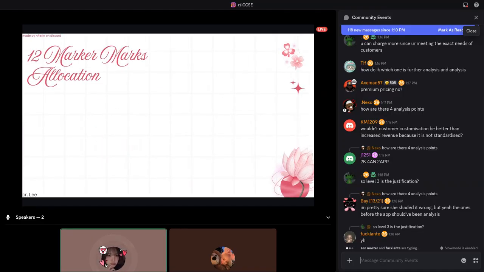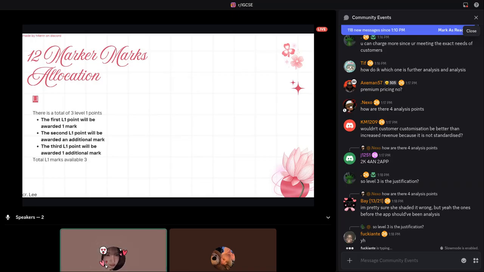So the marks allocation will be like this. Level 1, there is a total of 3 level 1 points. The first level 1 point will be awarded 1 mark. The second level 1 point will be awarded an additional mark. And the third level 1 point will be awarded 1 additional mark. So you would have 3 level 1 marks available.